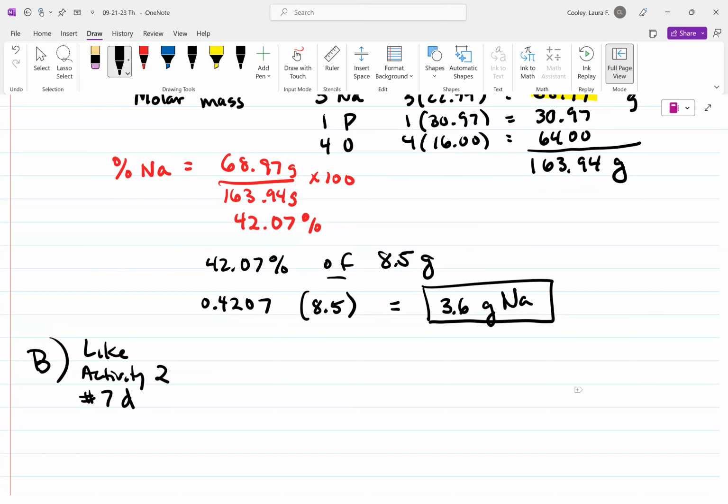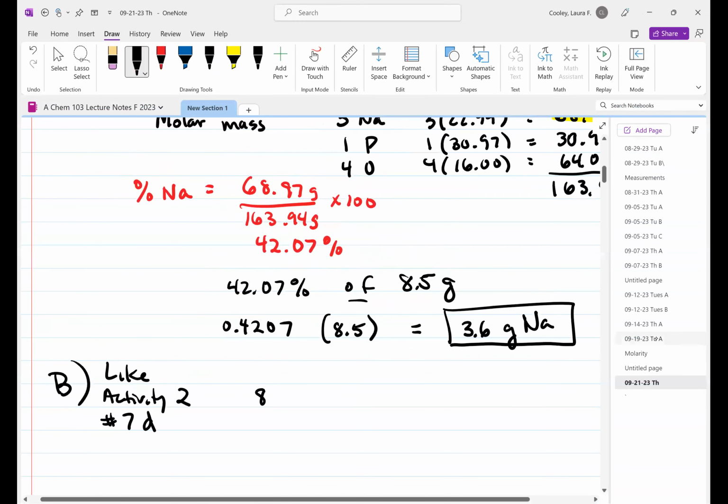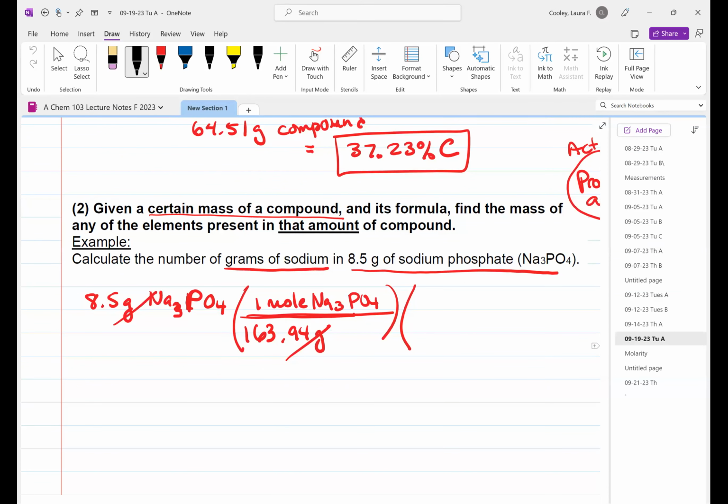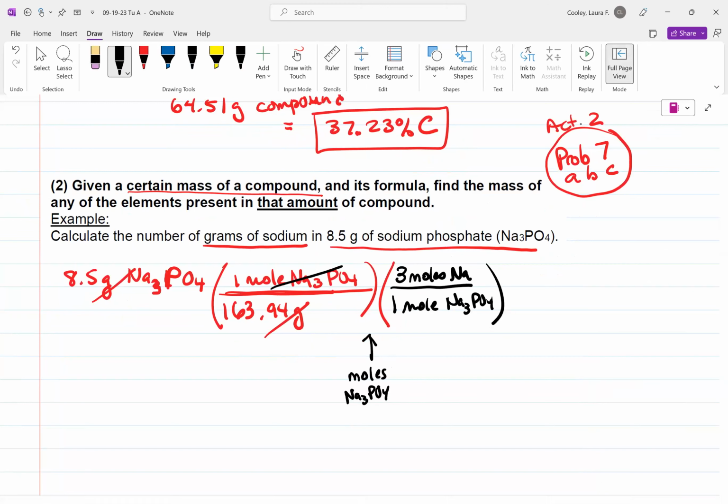So what you can do is start, and I actually started this last time. You start with the grams of sodium phosphate. You go to moles of sodium phosphate by using the molar mass. So now if I did my multiplication here, I would have moles of Na3PO4 as my grams cancel. Then I would use the mole ratio. So it would be 3 moles of sodium per 1 mole of Na3PO4. So that's my mole ratio. That will cancel moles.